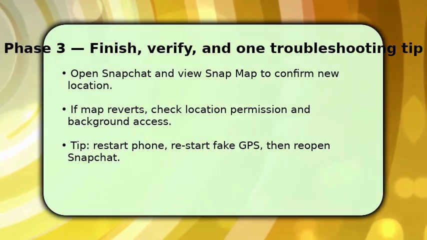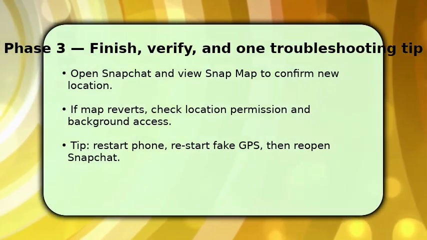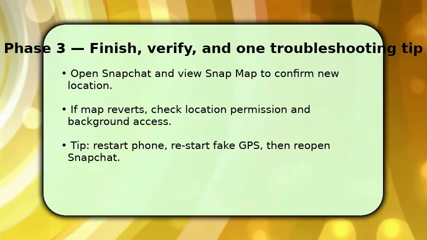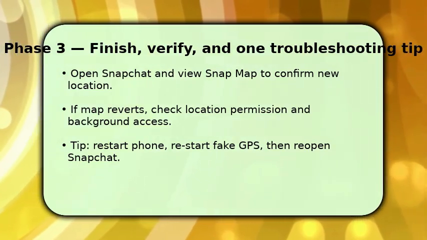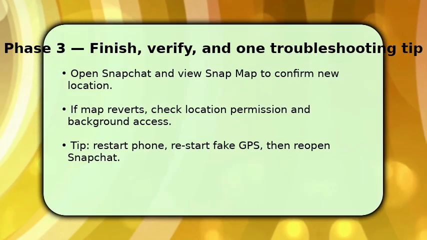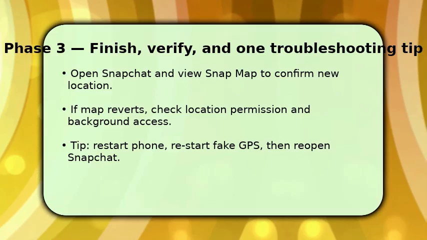If it still shows your real location, make sure Snapchat's location permission is set to allow location while using, and that background location is enabled when required. Then force stop and relaunch the app. If problems persist, reboot the phone, restart the fake GPS session, and try again.